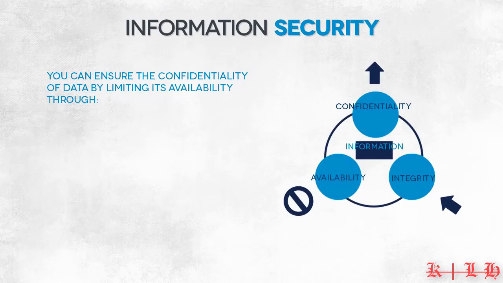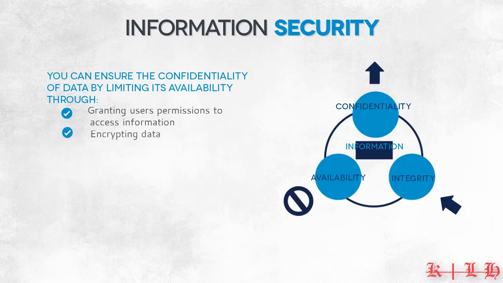How can you control data confidentiality? File access control is the most obvious solution. This means to grant access permission to read or write files and folders. Another solution is data encryption.